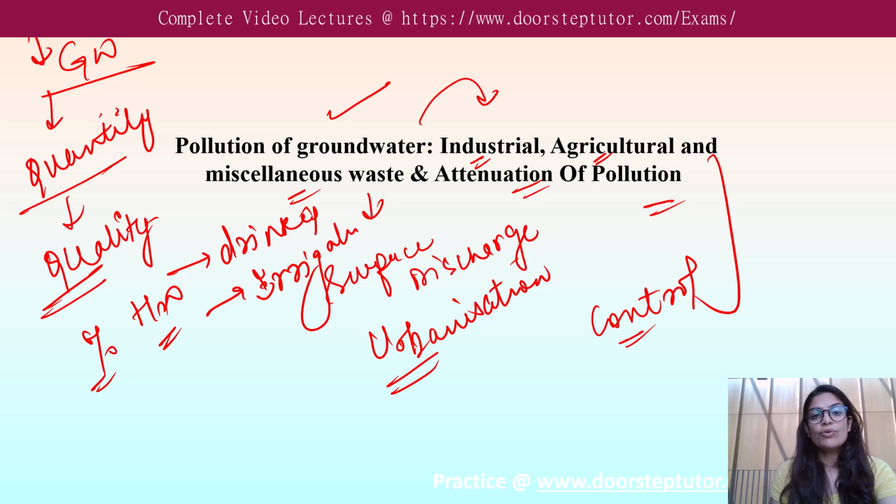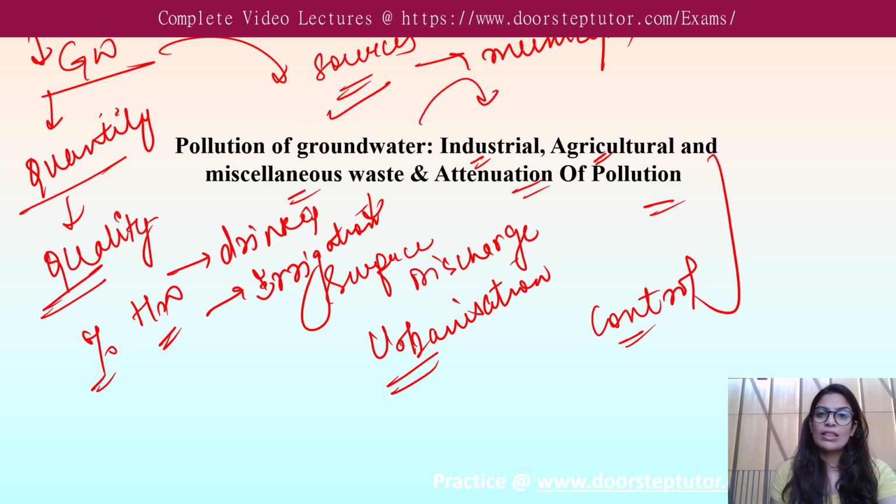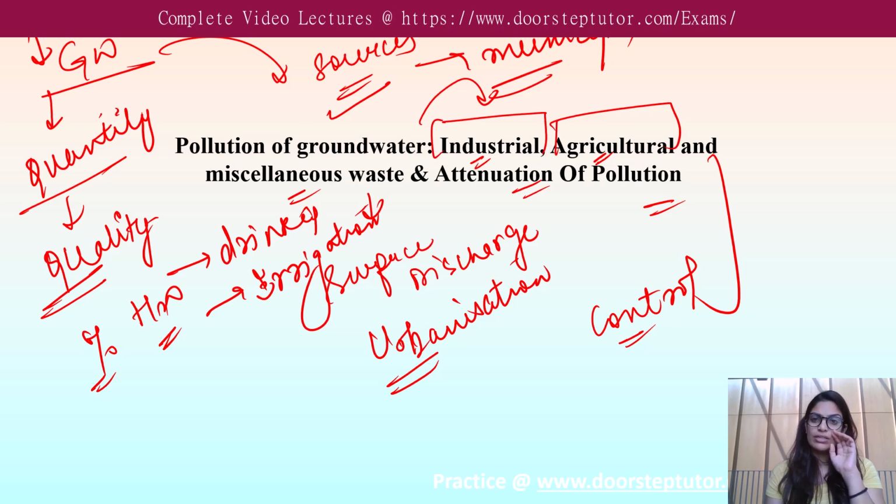So now what we know is that when pollutants are there, what are its sources? We have come across municipal sources and uses. Now we are going to discuss specifically the industrial and agricultural ones. So they're very easy, and then we'll discuss how these can be curbed. Okay, so let's start the lecture.